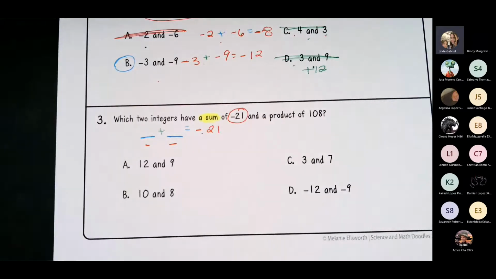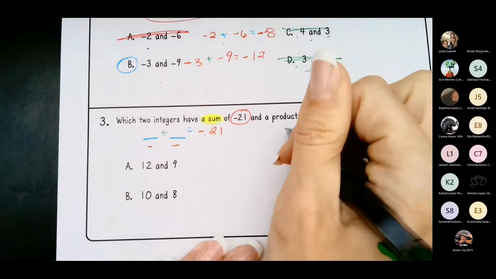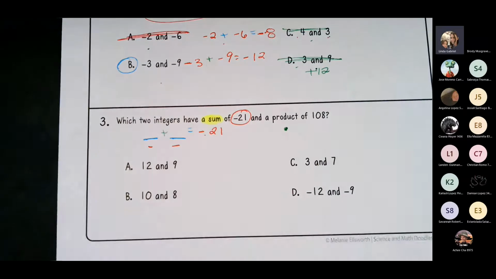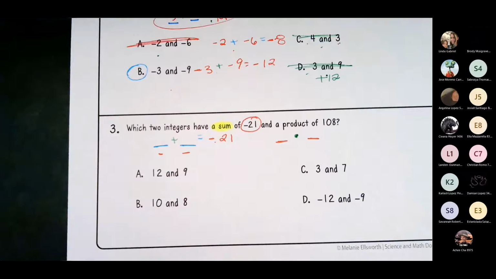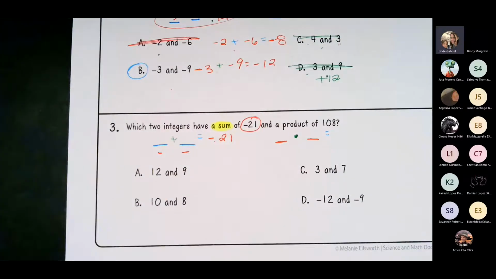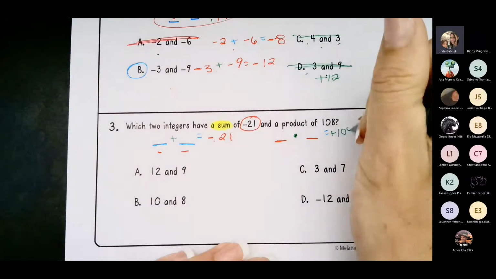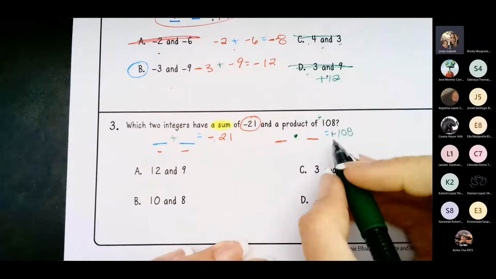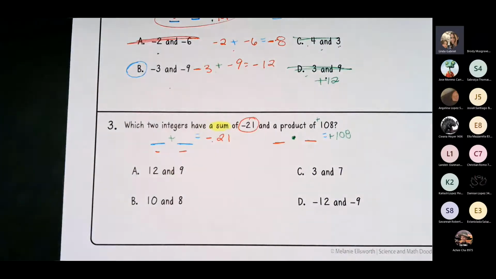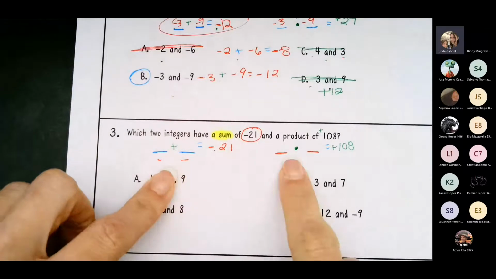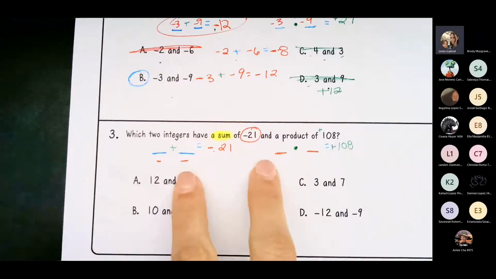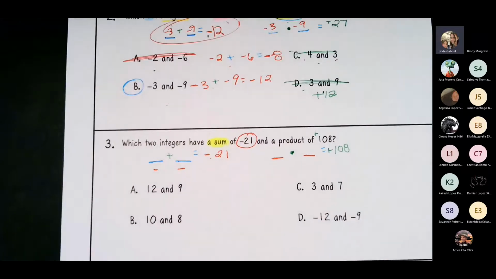Let's move on. I have a product, and I'm going to multiply the two numbers together. And the product is going to be 108. If I look at 108, there's no negative sign, so I can automatically assume it's going to be positive, right? And if I am multiplying two negatives together, it will give me a positive. So this allows both parts to be true. I know I'm looking for an answer that has two negatives.